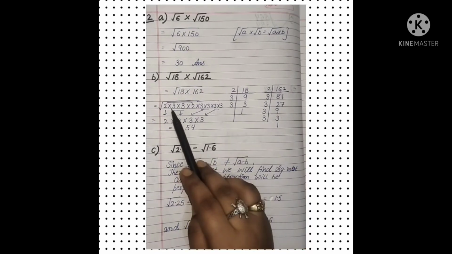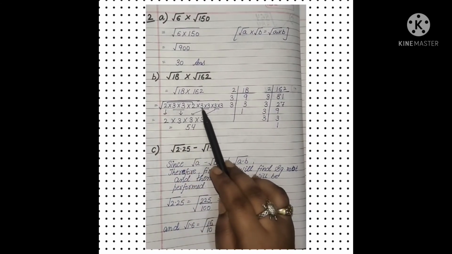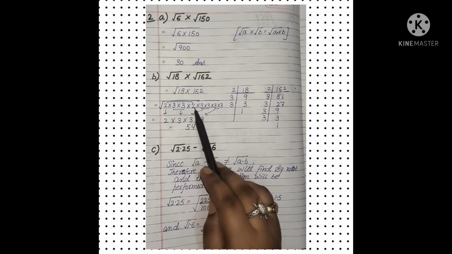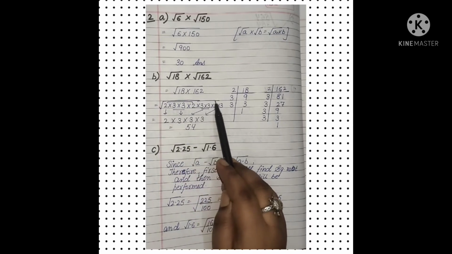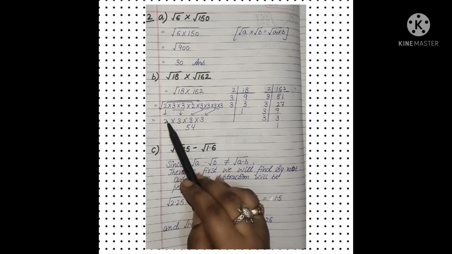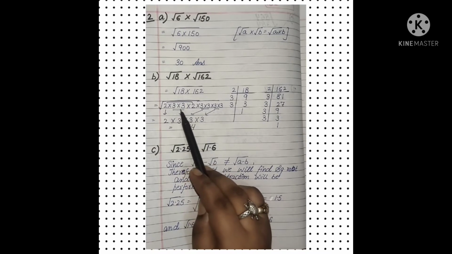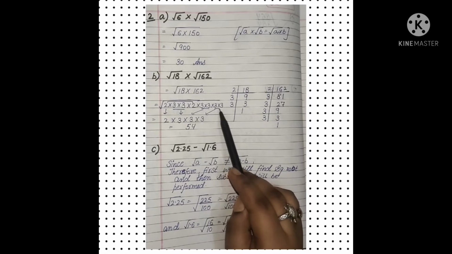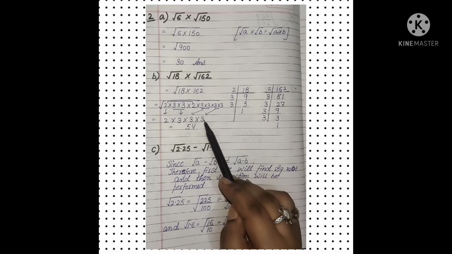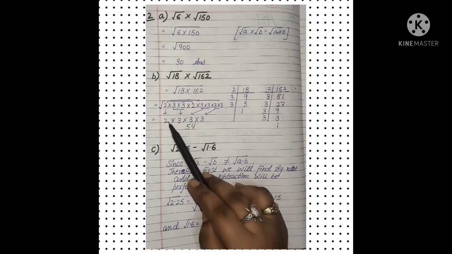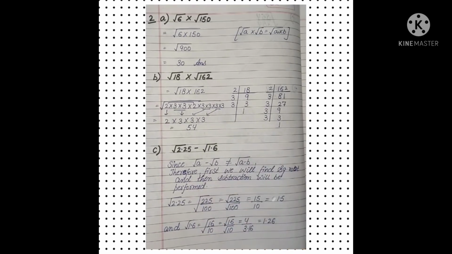And we see this is the first pair of 3, this is the second pair of 3, this is the third pair of 3. These 2's are also making one pair of 2. So for taking square root, we will take one factor from each pair. 1, 2 from this pair, 1, 3 from this pair, 1, 3 from the second pair of 3 and 1, 3 from the third pair of 3. So 3 3s are 9, 9 3s are 27, 27 2s are 54 is the answer.